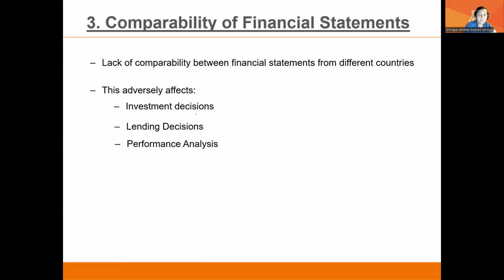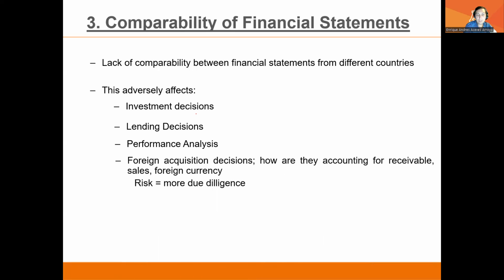Also, it's going to create some problems for acquisition decisions. If you're trying to buy a company, you're going to have to value their receivables, their sales. What is the foreign currency risk? All in all, you're going to need to do more due diligence. What does more due diligence translate into for the company? More cost. Again, more cost. Again, more cost is less value added. Remember?